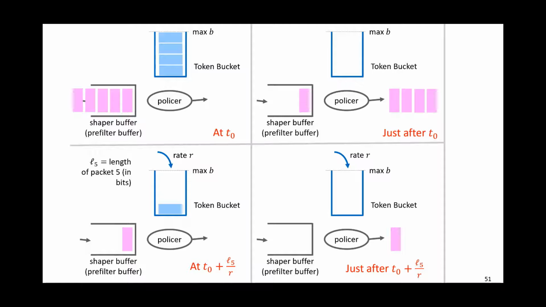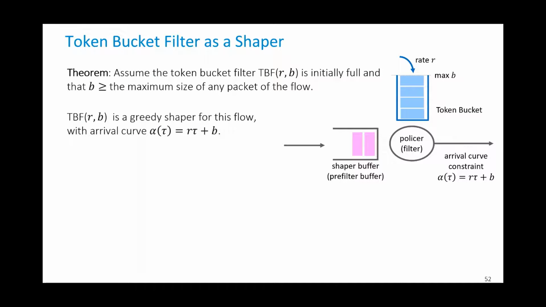So intuitively, it looks like it is allowing this arrival curve that we had seen that had an offset of B, which is the size of the token bucket, and a rate of R, which is the rate at which the token bucket is replenished. And this is exactly true. So the token bucket filter, if it's initially full, is exactly the shaper for the arrival curve R tau plus B. So the things fit together well.